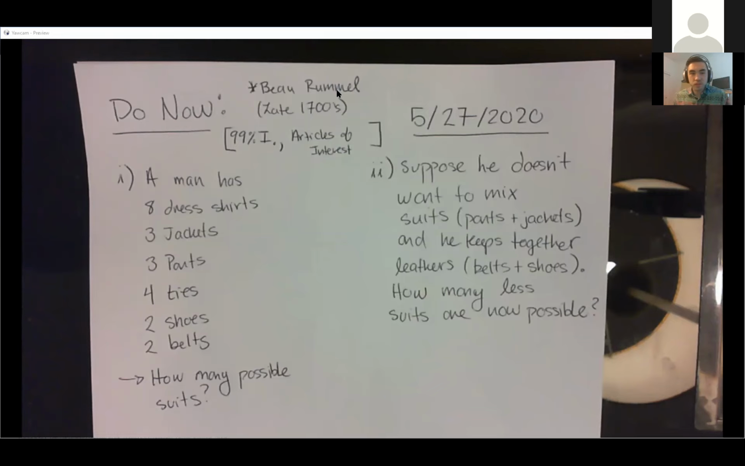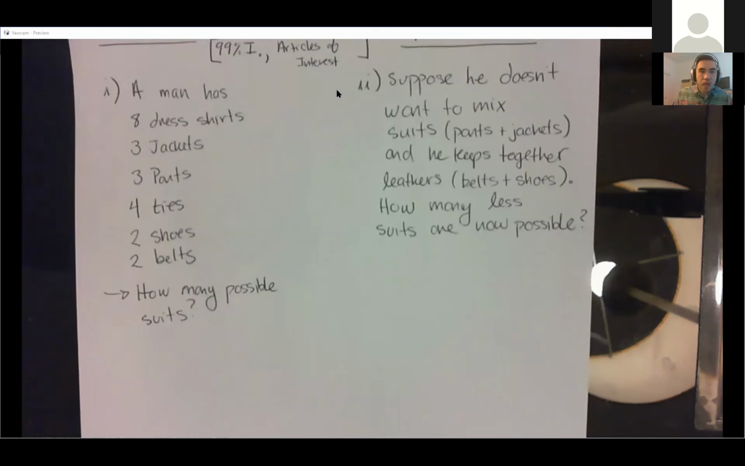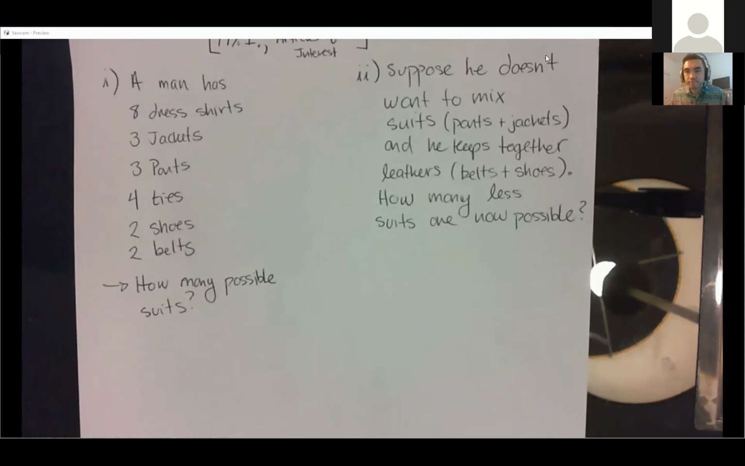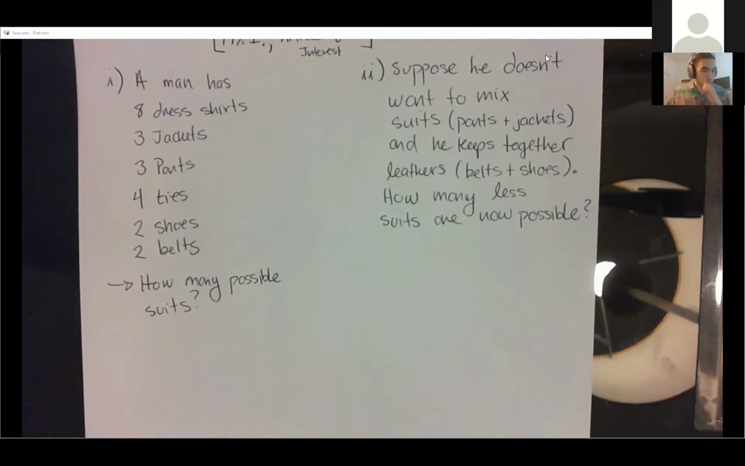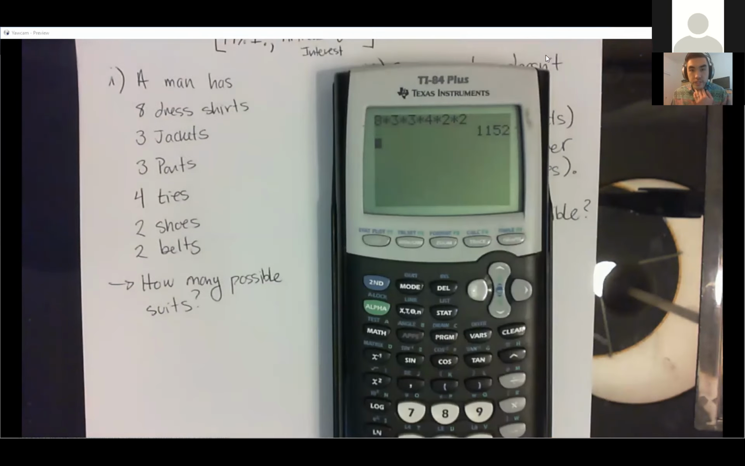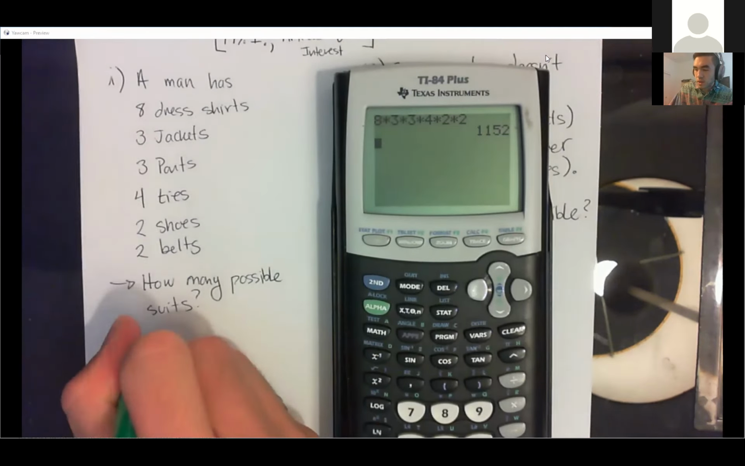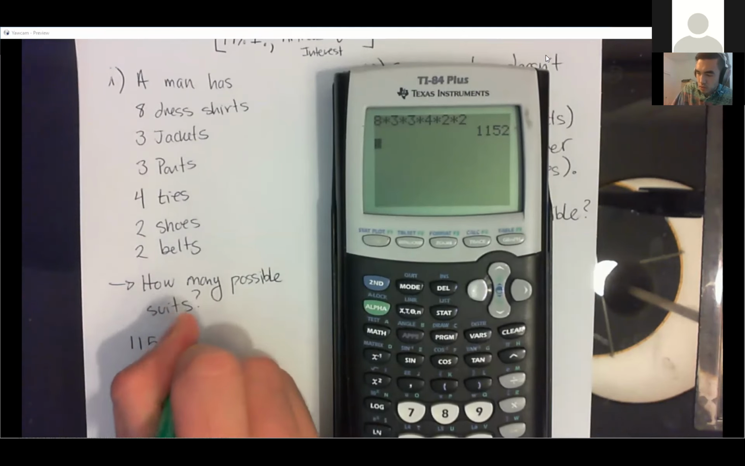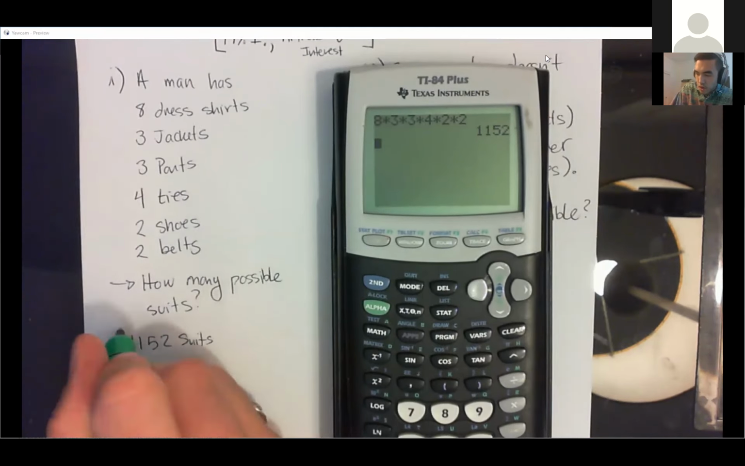So let's go ahead and go through this. Item number one: how many suits are possible within this wardrobe? 1,152. And how is that arrived at? Just multiply all the combinations. Yeah, so this is just straight up the multiplication principle. If you want to know how many possible combinations exist within a set of elements that you are combining, all we do is multiply them. So this is to say that 8 times 3 times 3 times 4 times 2 times 2 is 1,152 possible suits, though that doesn't guarantee that all of them are good suits, right?